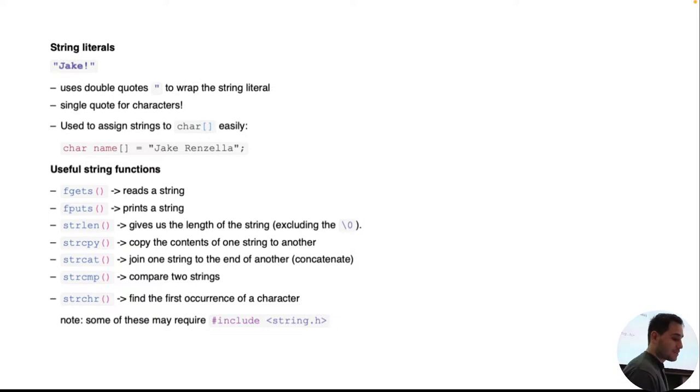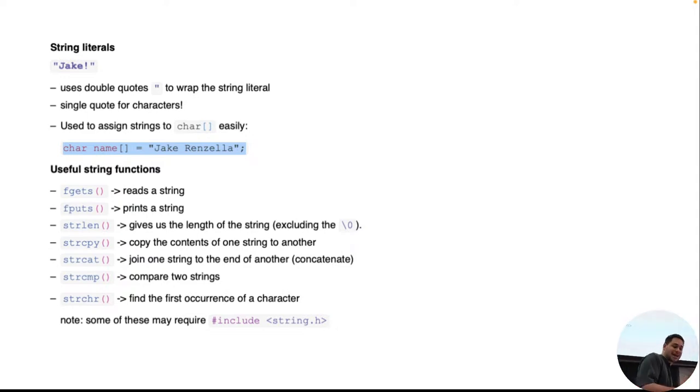So string literals, if we have double quotes, we're telling C that this isn't the identifier Jake, it's the string literal. It's an array of characters called Jake. And the way we denote this is the double quotation mark that wraps the string literal. And don't forget, single quotes are for characters. Really handily, C gives us a way to assign string literals to a character array. We can just do that line of code there.